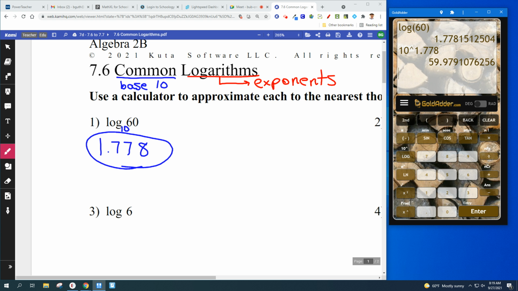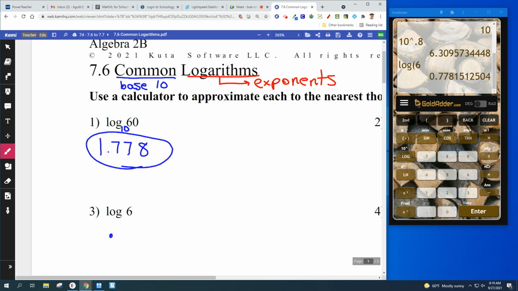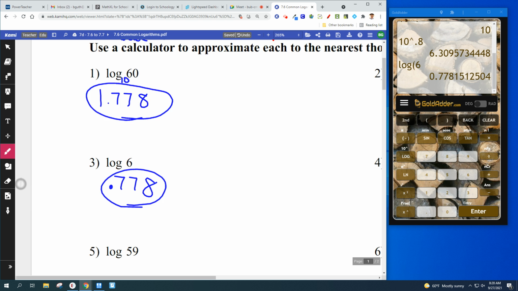So what exponent makes 6? 10 to the first power is too big, so my answer has to be smaller than 1. If I said 10 to the 0.8, that's pretty close. But I don't have to hunt and search for an exponent because I've got that log button. All you do here is log 6, which is 0.778. Now it seems like this is easy, but it's going to get harder once we get out of the common log, out of base 10.